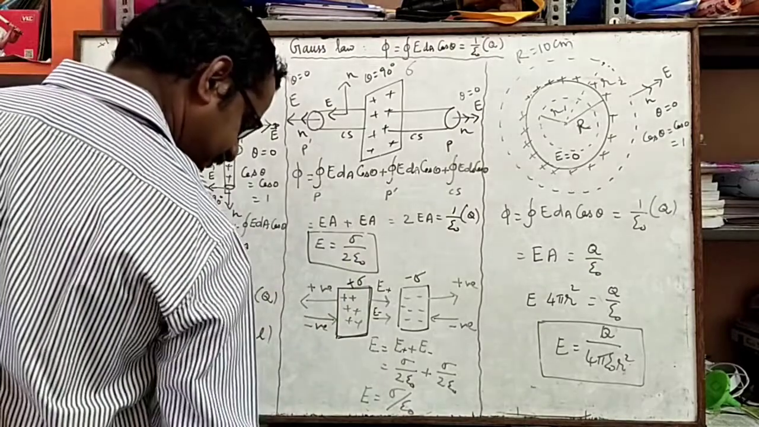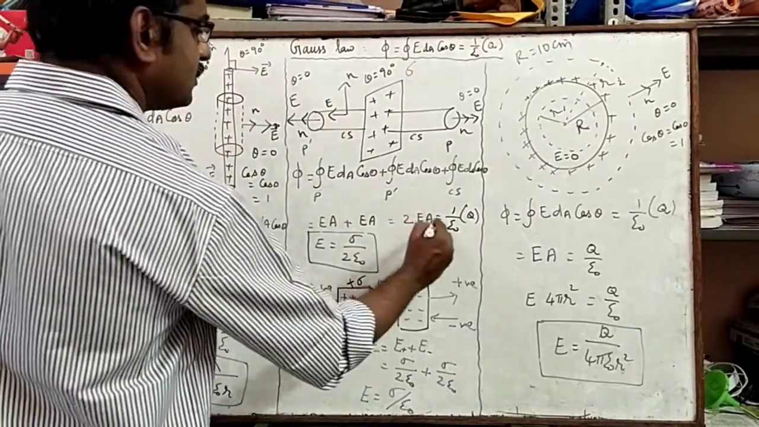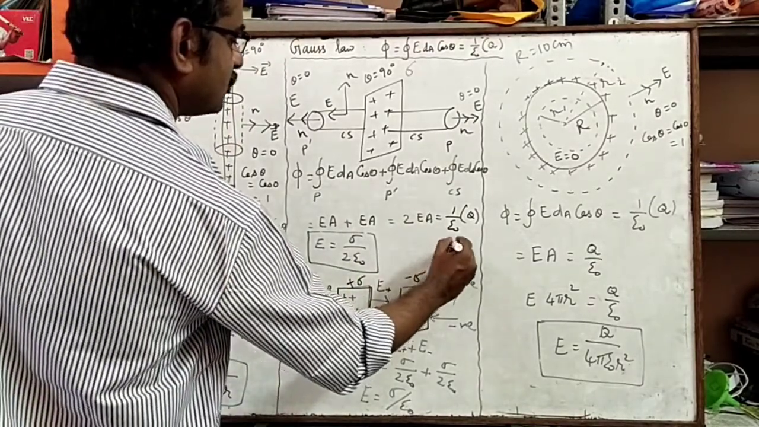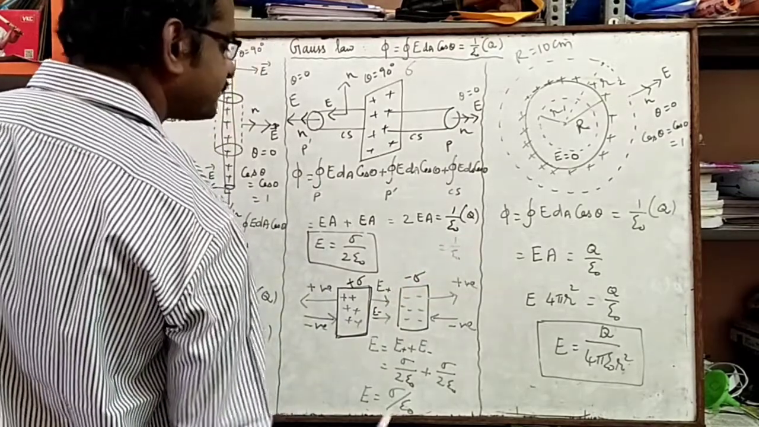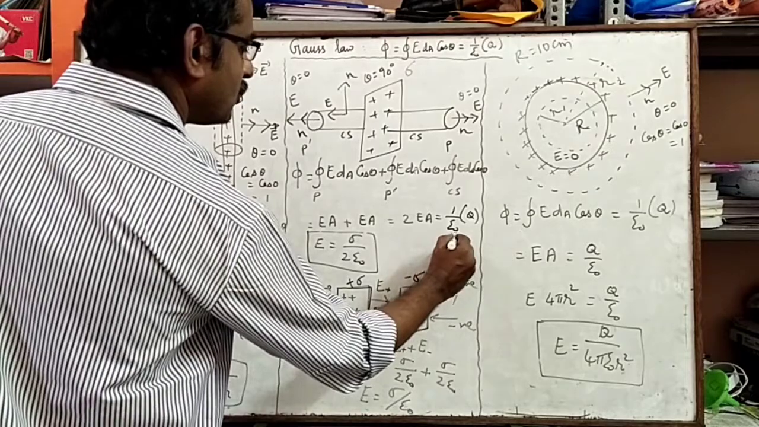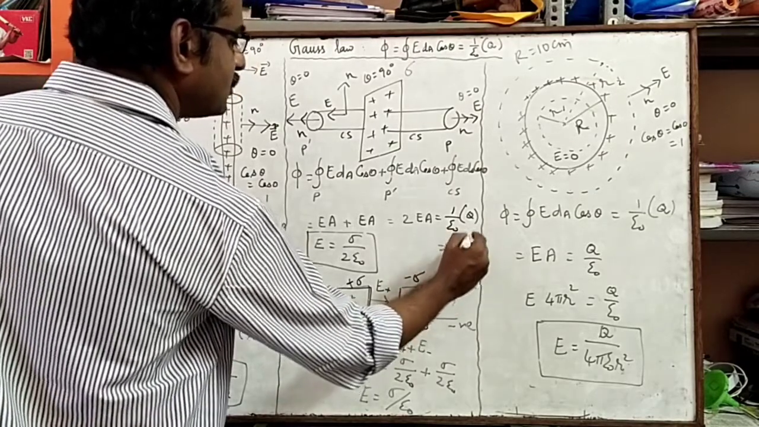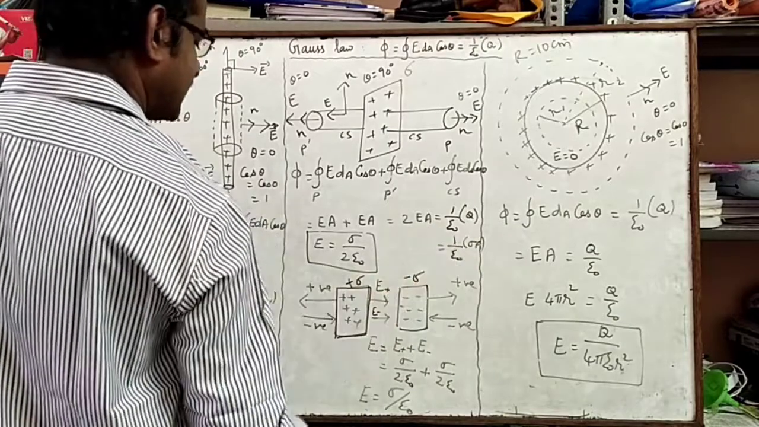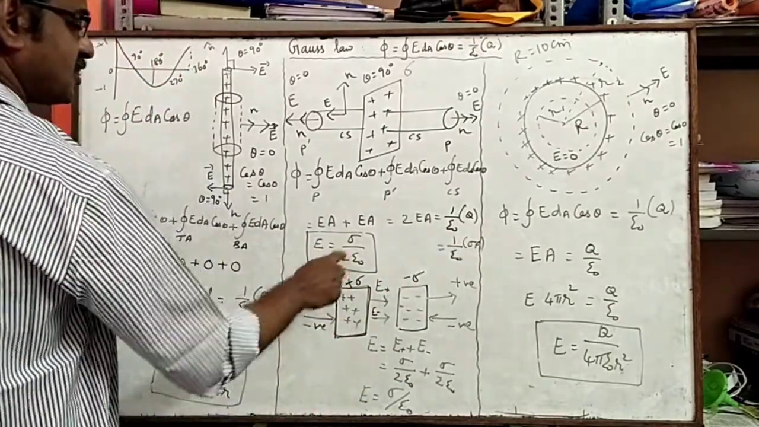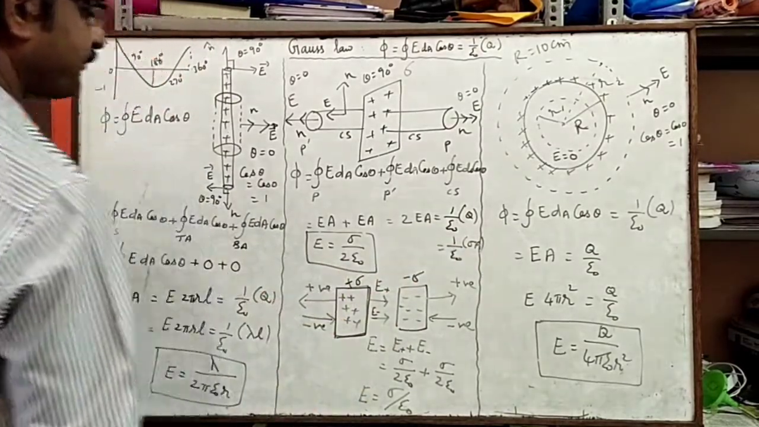Actually, here you have 1 by epsilon naught times Q, and Q is equal to sigma into A. A gets cancelled. Then you get E is equal to sigma by 2 epsilon naught.